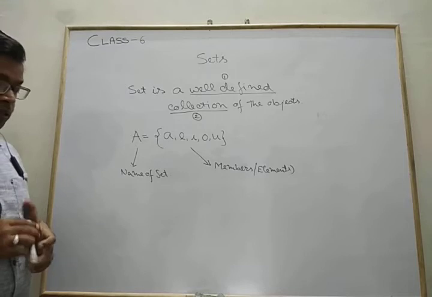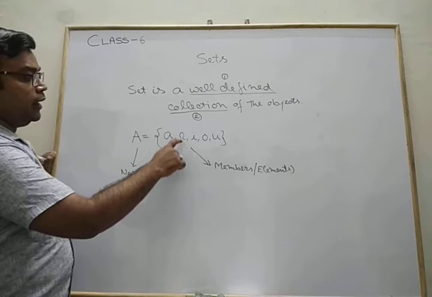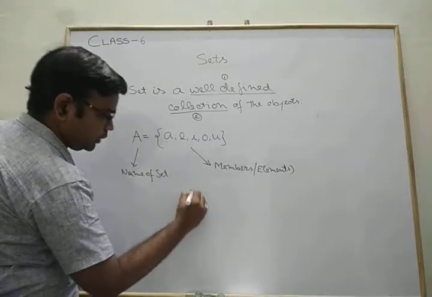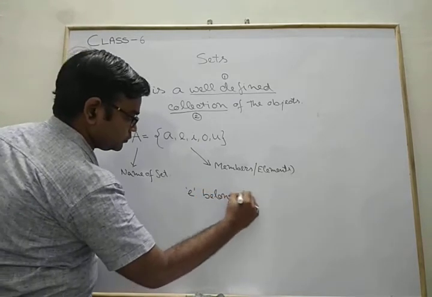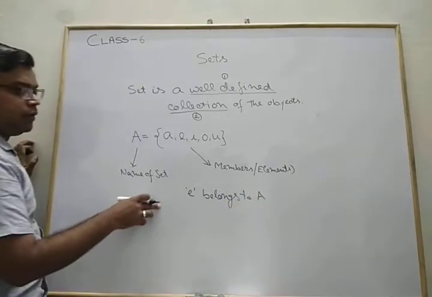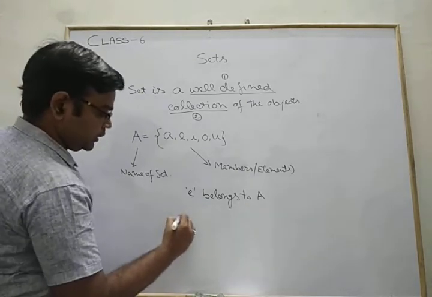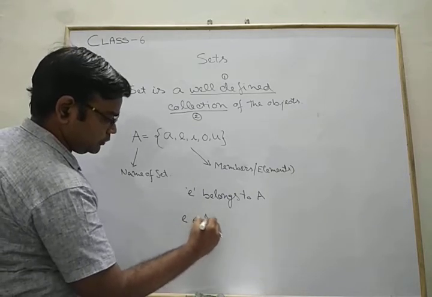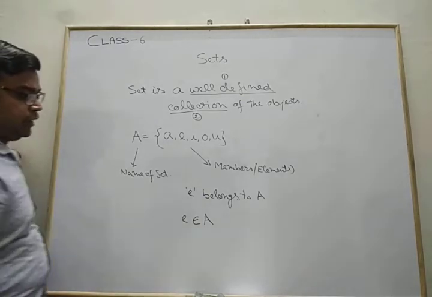Always remember there are some different terms we use. From here we can say that small e belongs to set A. But in mathematics we do not write this sentence in this way. We use the sign belongs to: e belongs to A, which means e is a member of set A.